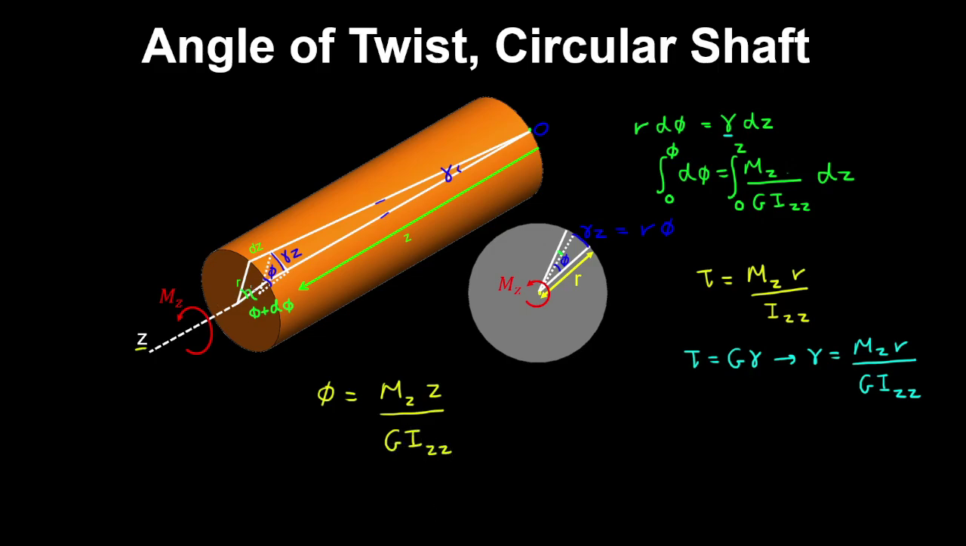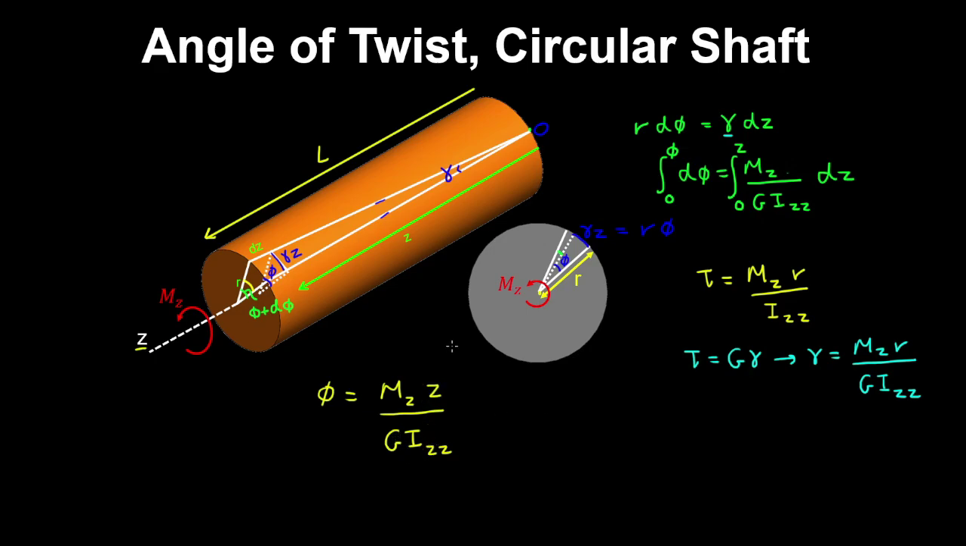So note that the angle of twist does not depend on a radial distance from the center of the shaft. So at a distance of z equals L, which is the length of the shaft from the origin, we get the angle of twist is Mz L on G Izz.